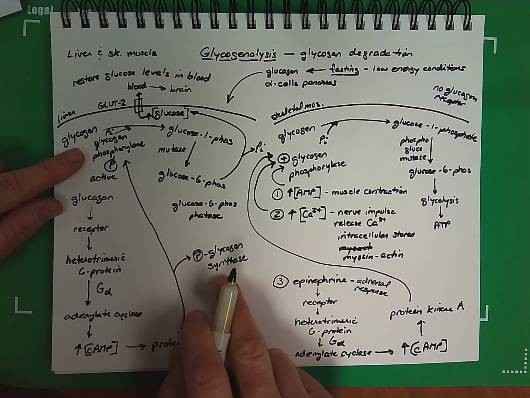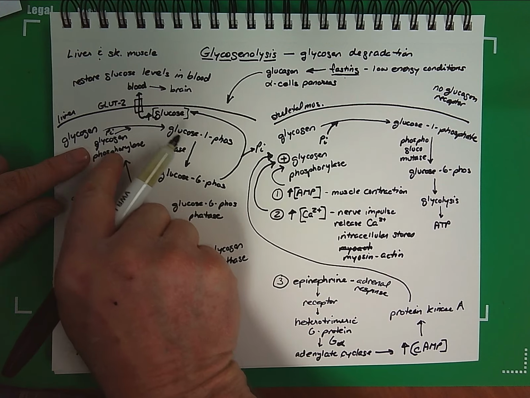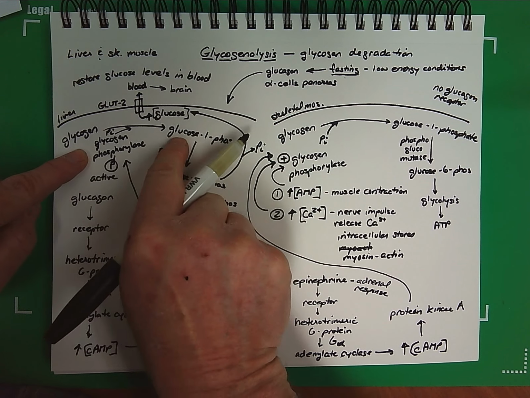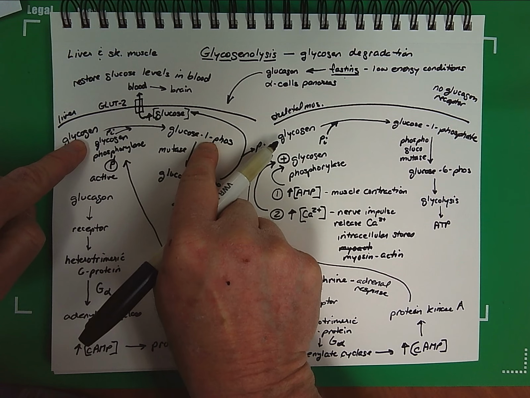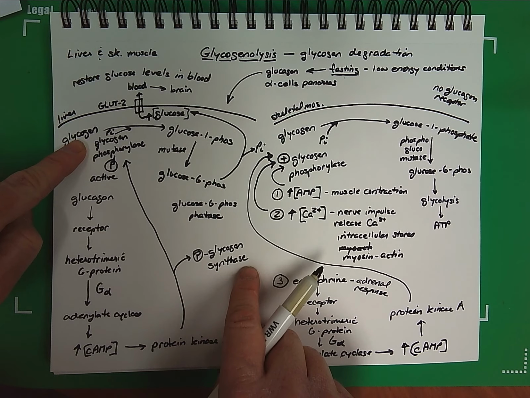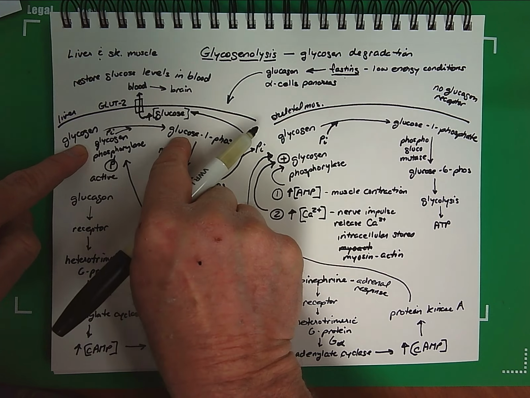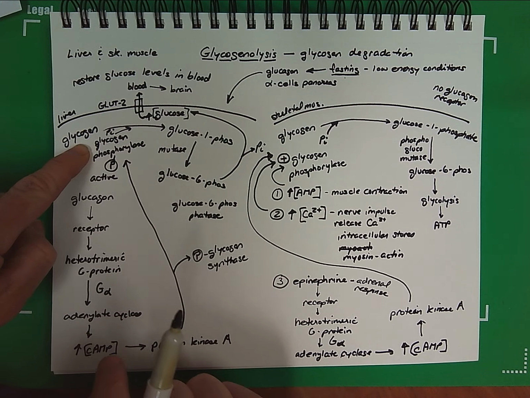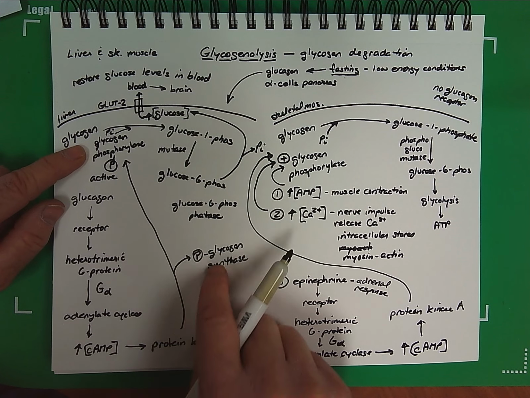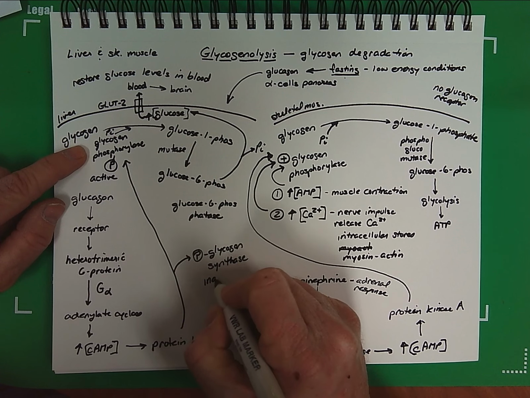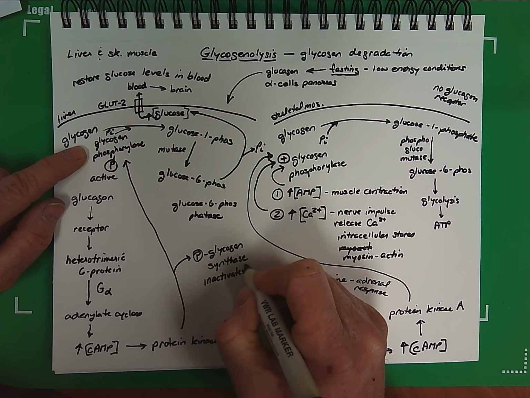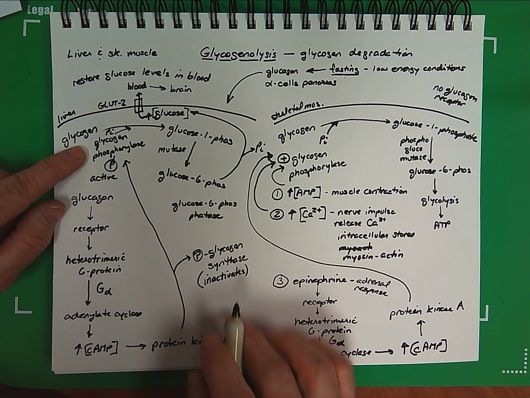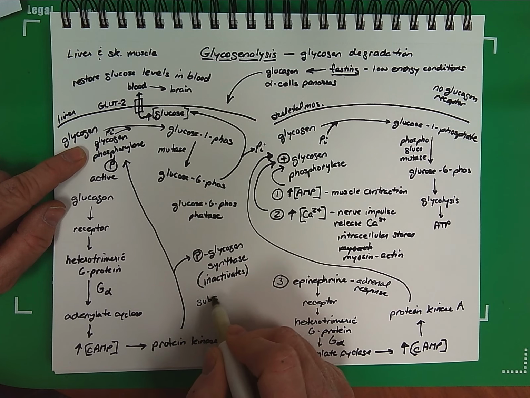Now, why is this important? Because if glycogen phosphorylase is active and you're generating glucose 1-phosphate from glycogen, what if glycogen synthase was still active? That would cause the glucose 1-phosphate to be reincorporated into glycogen and defeat the purpose of the activation of the counter enzyme. So the phosphorylation of glycogen synthase inactivates the enzyme and thus prevents what is called substrate cycling.